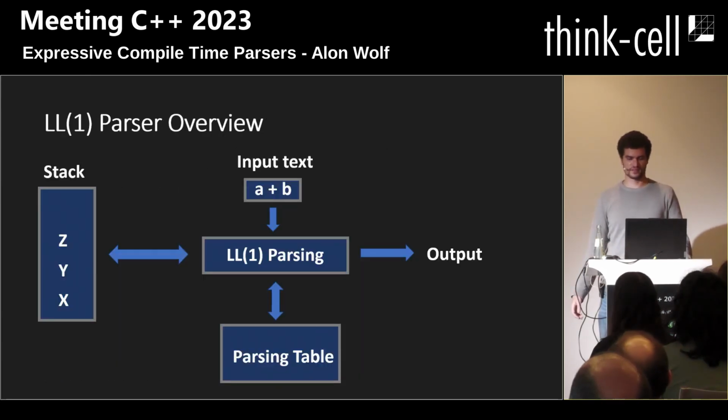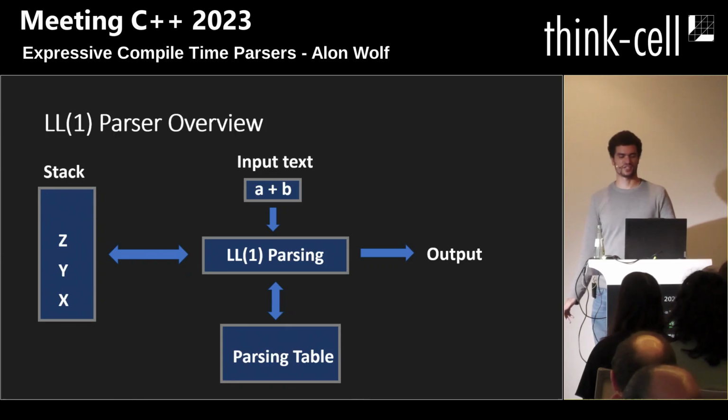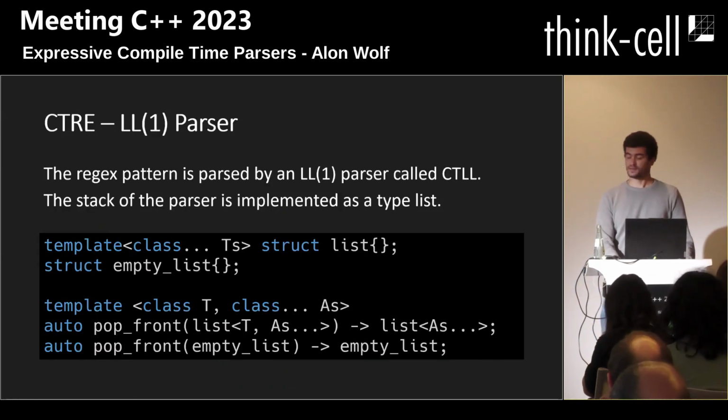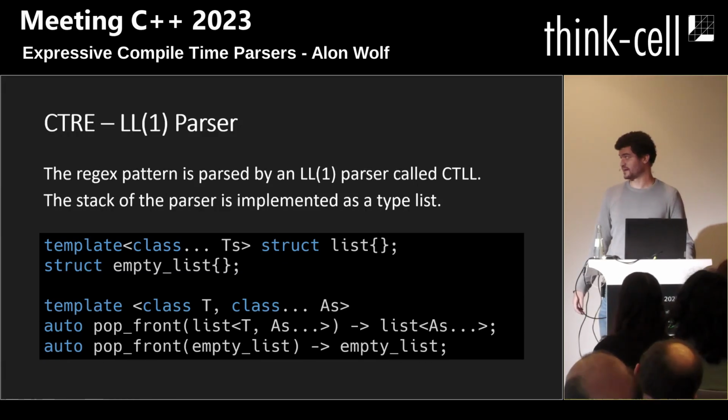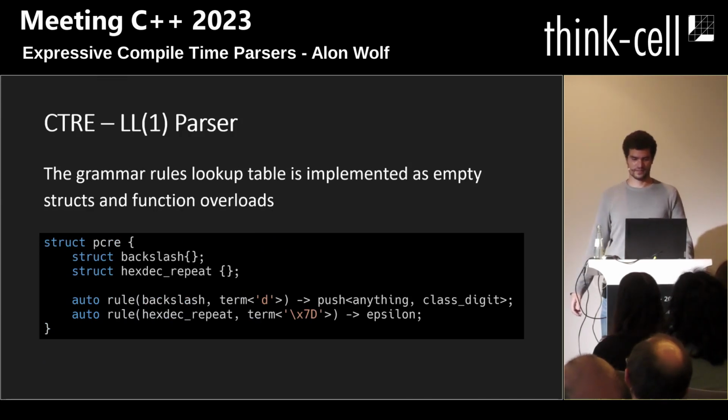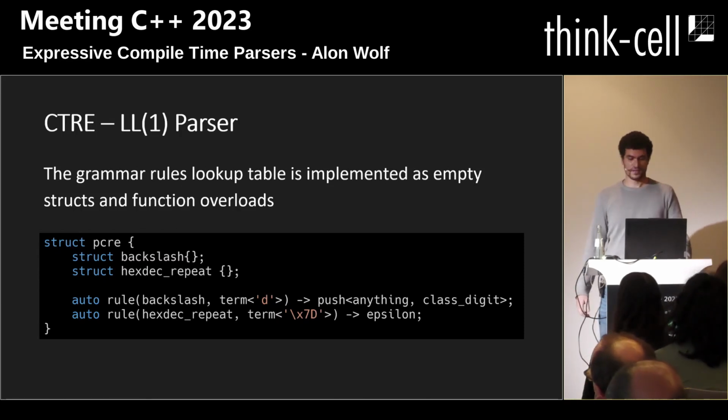Okay, in order to parse the string to a regex, CTRE uses an LL1 parser. The LL1 parsing algorithm takes the input string. Internally, it has a stack that it pushes and pops values from, and it also has a parsing table that represents the grammar rules and is used to determine which action the algorithm should take next. The stack of the LL1 parser is implemented as an empty struct, and performing operations on the stack, such as pushing and popping values, is done with overloaded functions. The LL1 parsing table of the regex grammar is also implemented as an empty struct and overloaded functions. I think this is a very elegant design decision that shows how such a complex system can be implemented from these two basic building blocks.